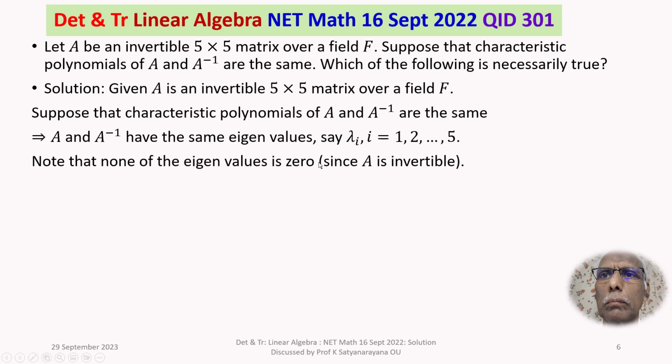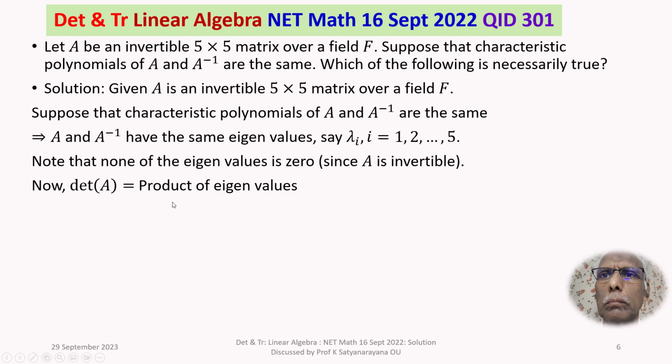Why? If any one of them is 0, then the determinant of A is 0. Thereby, A will be singular. Then A is not invertible. Thus, none of the eigenvalues is 0. Agreed. So now, determinant of A, and we know the eigenvalues.